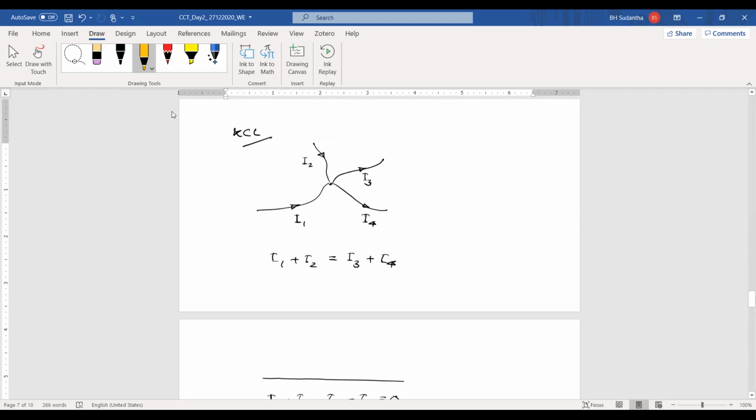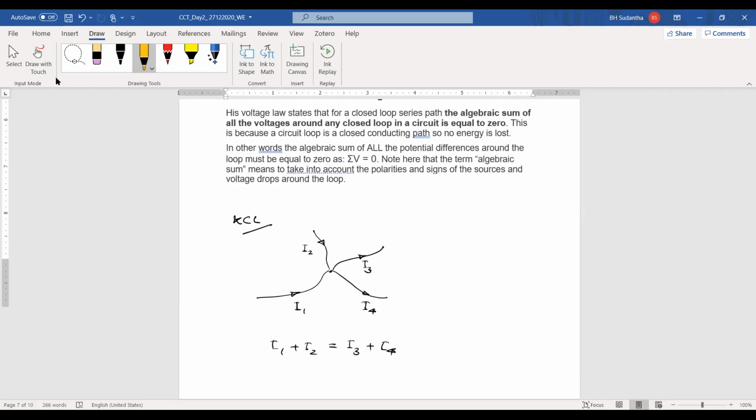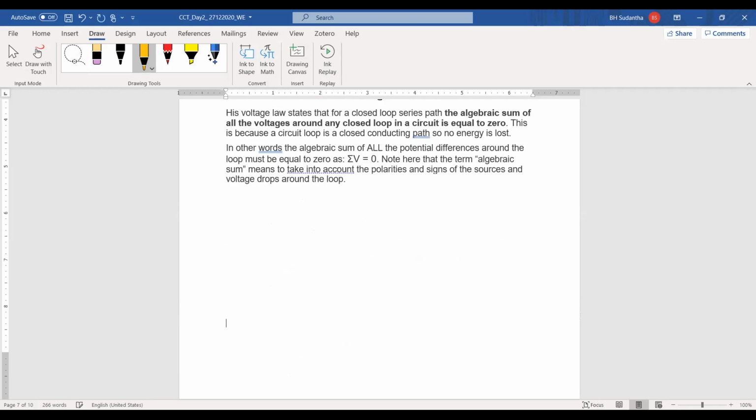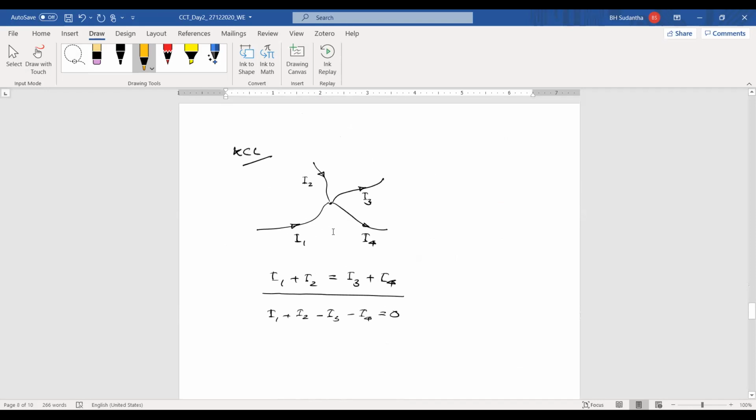The KCL, Kirchhoff current law, is also the same way. For example, assume that you have a circuit something like this.